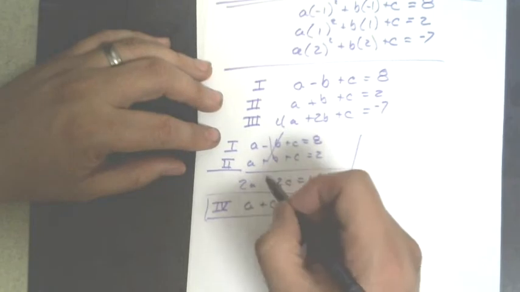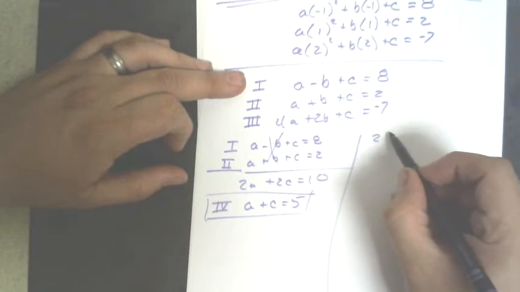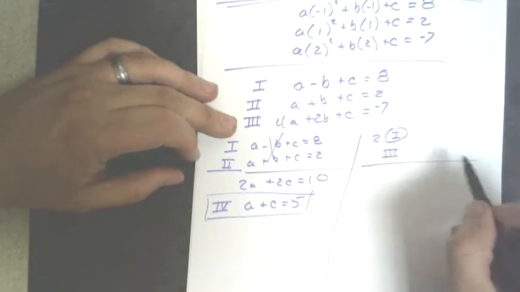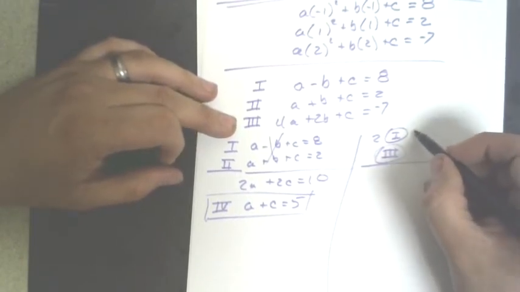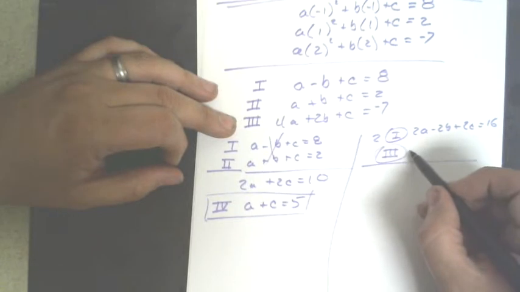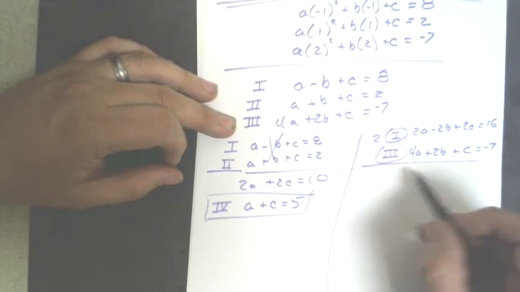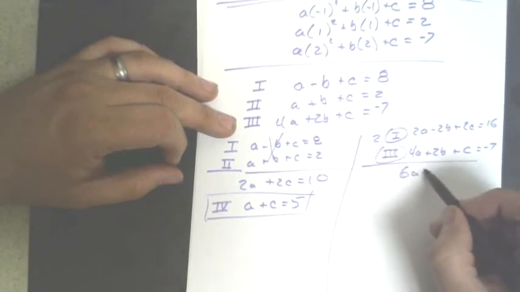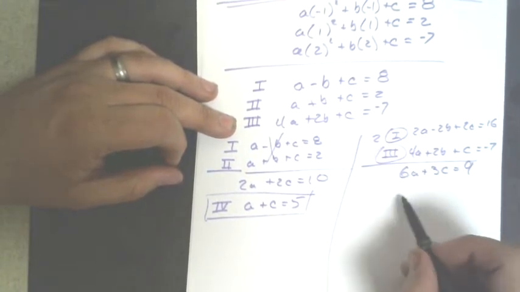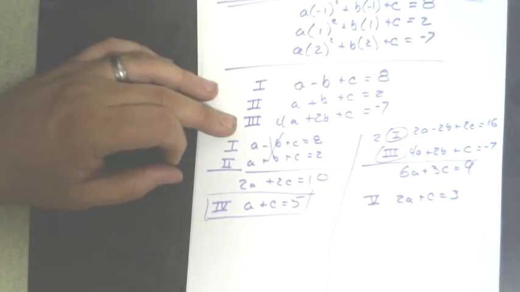Now we have to get rid of b's again. Remember that. You have to get rid of the same variable the first 2 times. So we'll need a 2 times number 1 and number 3. That'll be 2a minus 2b plus 2c equals 16, and 4a plus 2b plus c equals negative 7. So 6a plus 3c equals 9. Again, you might notice there's a 3 in each of those, so 2a plus c equals 3 becomes equation 5.